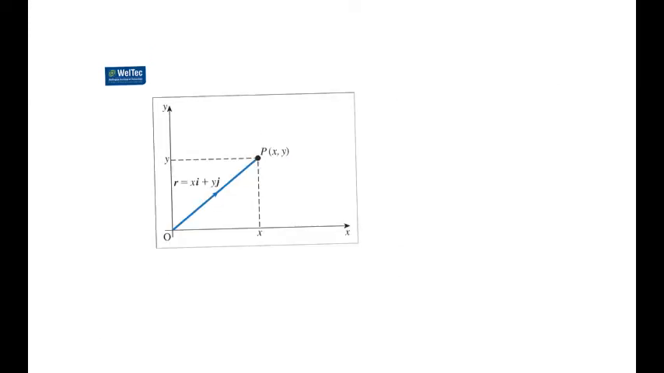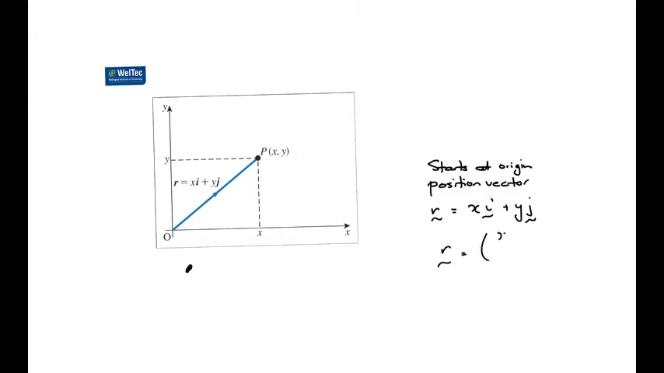If our vector now starts at the origin, we call it a position vector. So if it starts at the origin, then we call it a position vector, and we can write it as r equals xi plus yj. It's fixed, it's not free, it starts at the origin. So we could also write it as (x, y), like that. It's got to be relative to something, so it's got to be fixed.